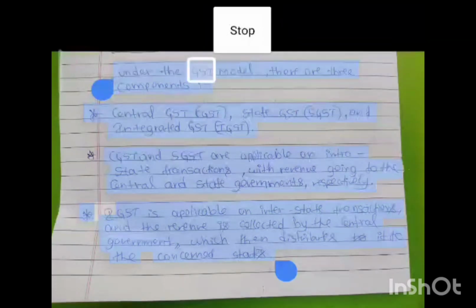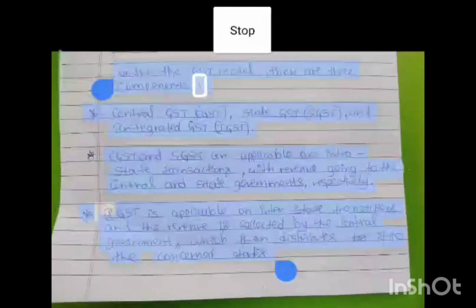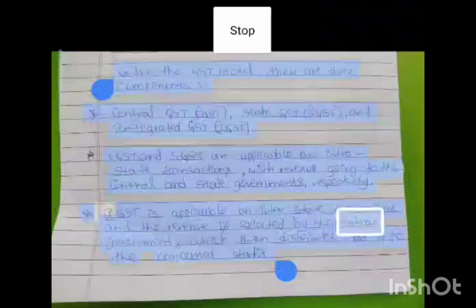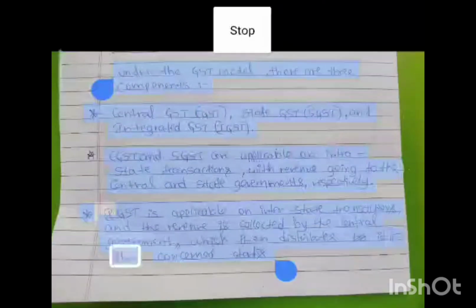Under the GST model, there are three components: central GST, CGST, state GST, SGST, and integrated GST, IGST. CGST and SGST are applicable on intra-state transactions, with revenue going to the central and state governments, respectively. IGST is applicable on inter-state transactions, and the revenue is collected by the central government, which then distributes it to the states.